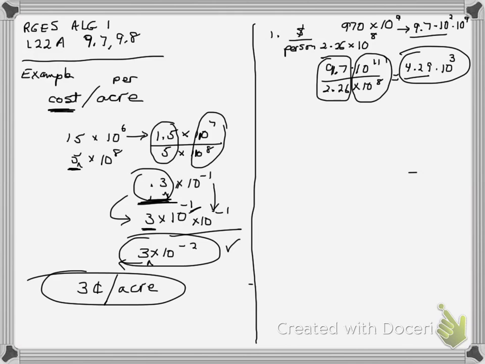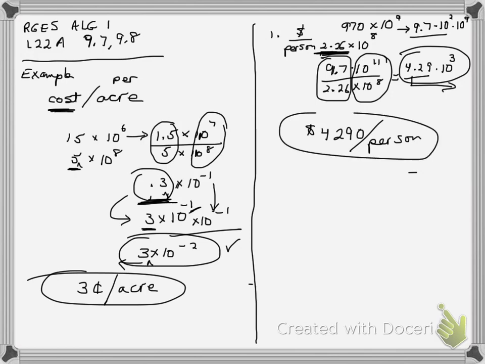Now, when I go to interpret this and put it into a reasonable answer, 10 to the 3rd is going to be pushing it to the right, making a larger number by 3 decimal places. So this would be $4,290 per person. Now, their answer was $4,280. And if you get close like that, that's fine. The reason it was off is because I went ahead and just rounded that.